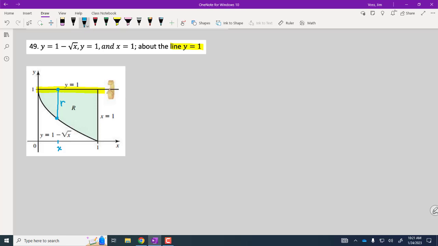So if we've got our axis sitting there and we've got our element down there, when it rotates around, whatever the length of that element is, that's our radius. And it's going to change. Right? When we look at that radius, depending on where we draw that vertical element, the radius is changing. So the radius is a function. The radius is going to be a function of x.